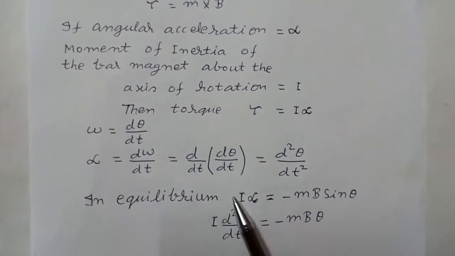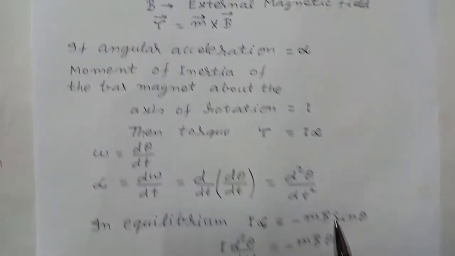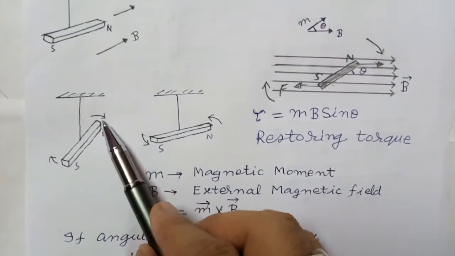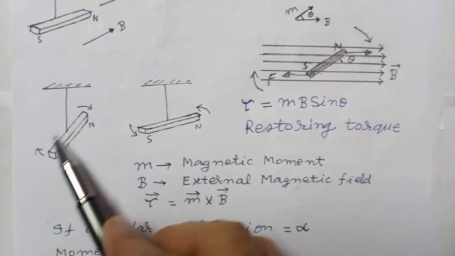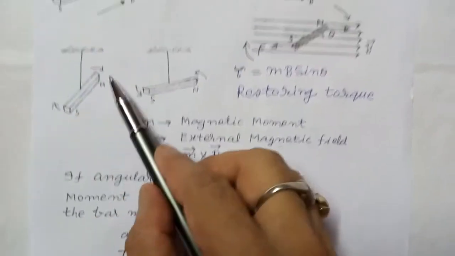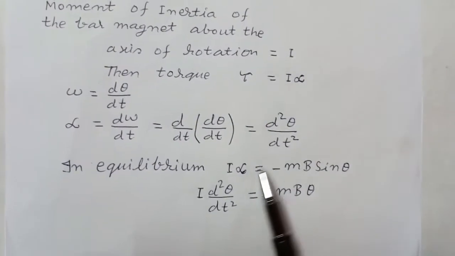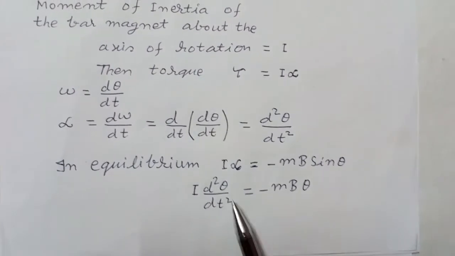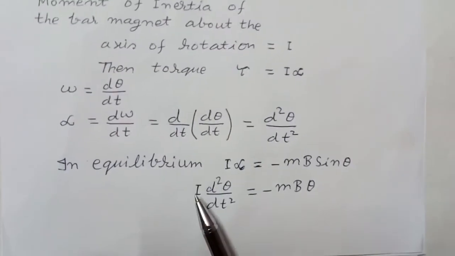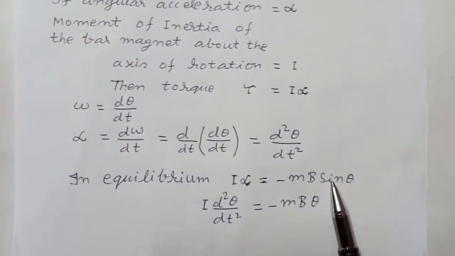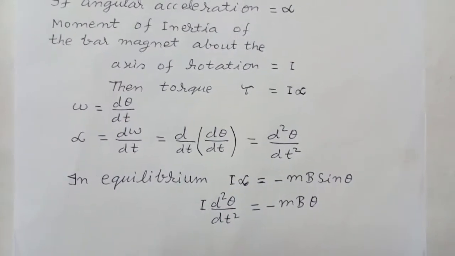Now in the equilibrium position, I alpha is equal to minus mB sin theta. Why the minus sign? Because this torque is a restoring torque. It tries to align the magnet in the direction of the field, bringing it to the mean position. For alpha we may write d square theta upon dt square. This is in differential form. So I d square theta upon dt square is equal to minus mB theta, because if theta is small we may write theta for sin theta.